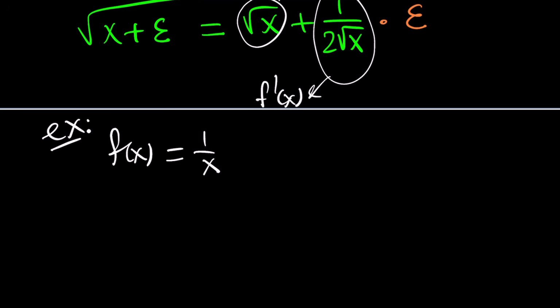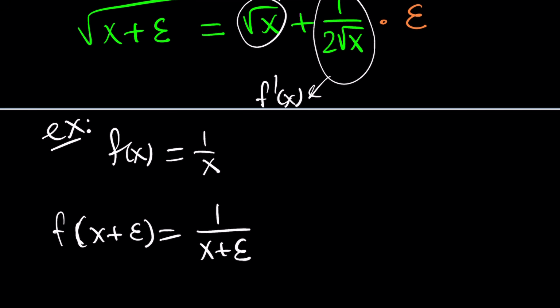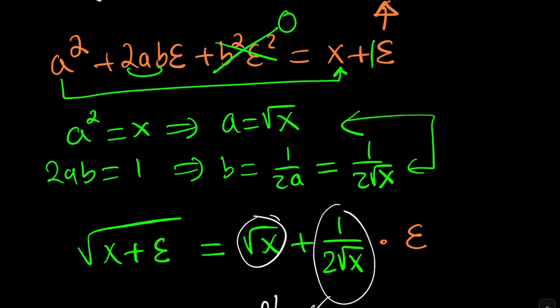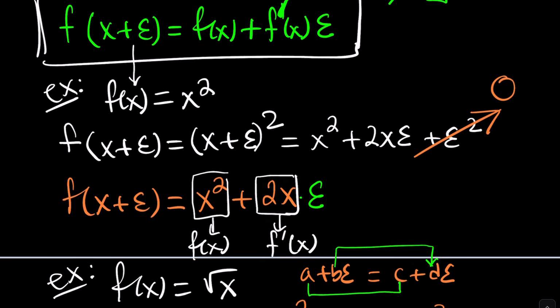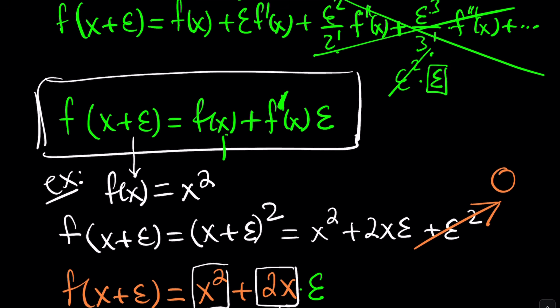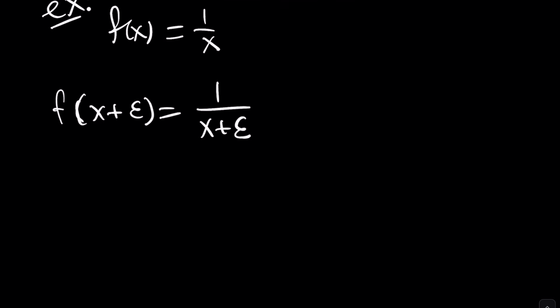Our third example, and this is going to be the last one, is going to be 1 over x. And from here, obviously, my goal is to find f of x plus epsilon, right? Of course, we're going to do the same thing. Replace x with x plus epsilon. This part is fairly easy, don't you think? Now, our goal is to turn it into something like this, right? F with f prime is supposed to show up, right? But let's go ahead and find out.